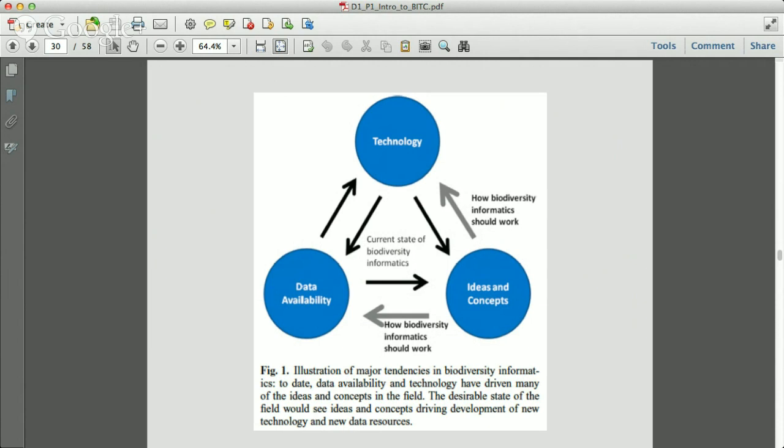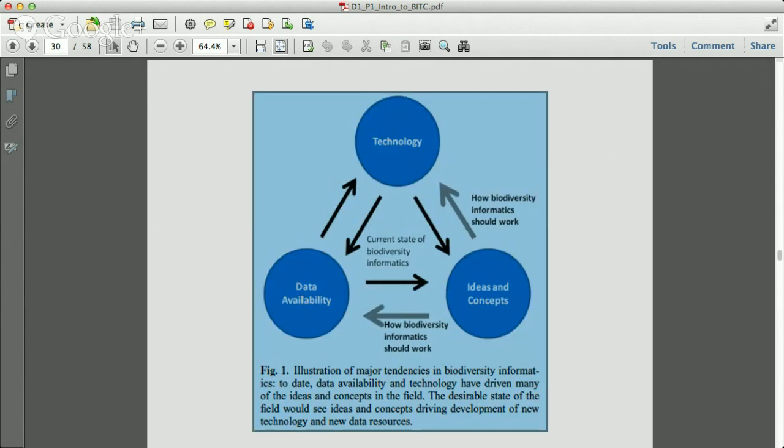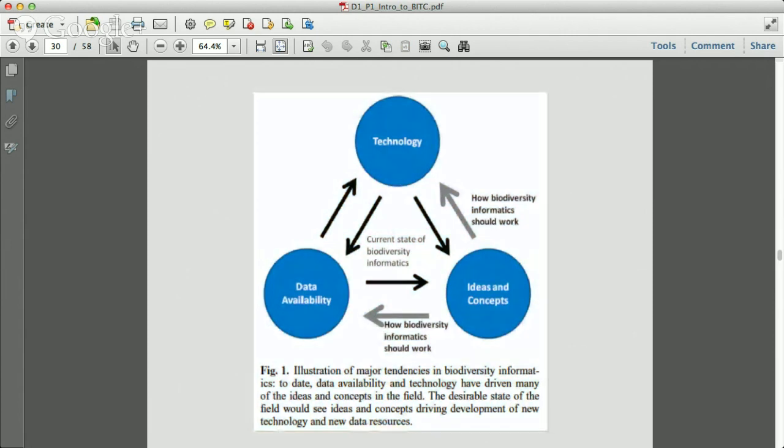So in that same paper, what we noticed was that this field has largely been driven by what is possible and not by what is interesting. The top circle here is technology, the left-hand circle here is data availability. And what we point out in that paper is that technology and data availability have driven many of the ideas and concepts that are being explored in this field of biodiversity informatics.